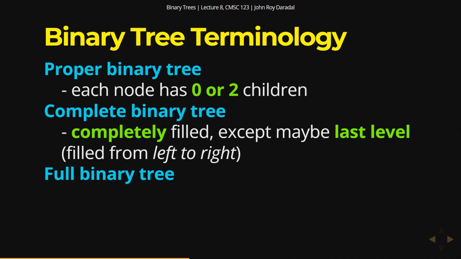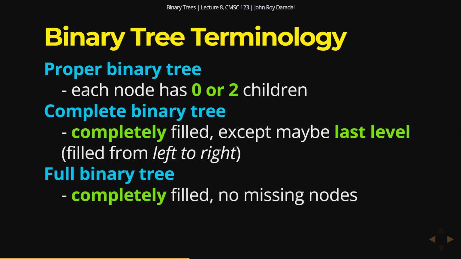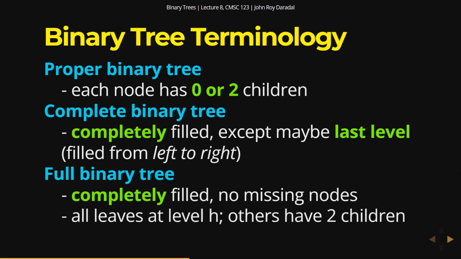And finally, a full binary tree is also completely filled at all levels, and there should be no missing nodes. In complete binary trees, you have a sort of leeway wherein you give an exception at the last level, so you could still have some extra nodes as long as you fill them from left to right. But here, it should be completely filled at all levels, and there should be no missing nodes. So all leaf nodes are at the last level, at level h or the height, and all the other nodes should have 2 children.